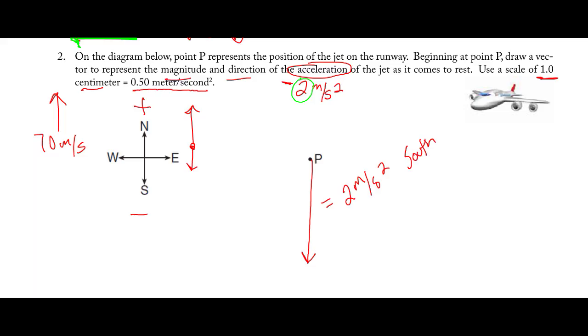Again, we're drawing an arrow just to get you used to that, or to remind you of the fact that you are dealing with vectors and they are directional. Length is magnitude, and wherever the arrow is pointed would be the direction of that acceleration. So, all right, now let's move on to number 3.